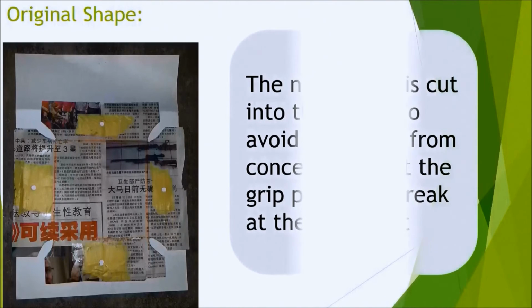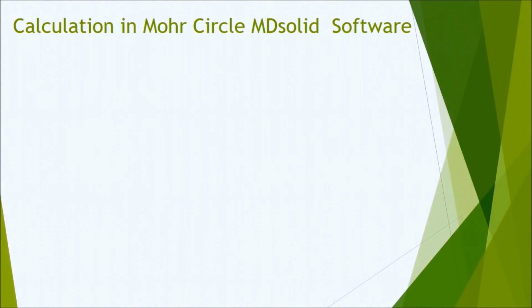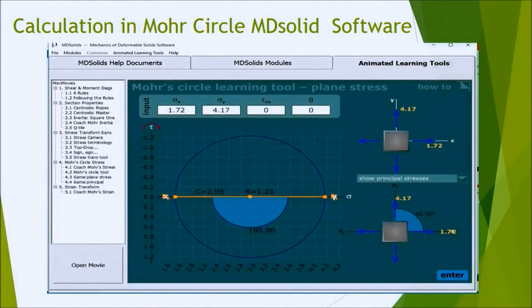This is the paper specimen that we used in the experiment. The newspaper is cut into this shape to avoid the stress from concentrating at the grip point and break at the grip point. We use MD Solid software to calculate theta P. The figure shows the result of the calculation.